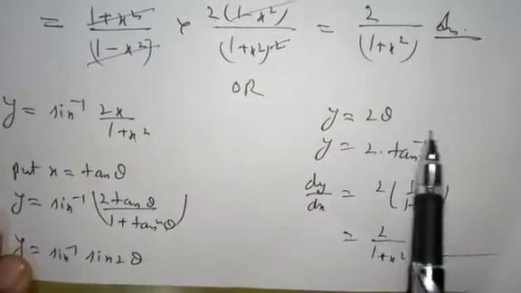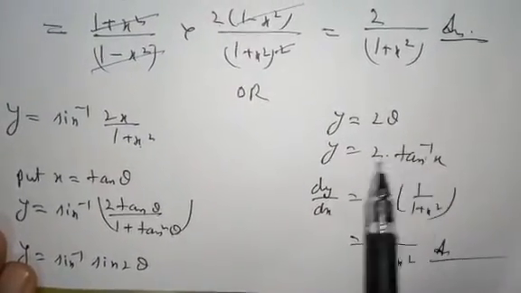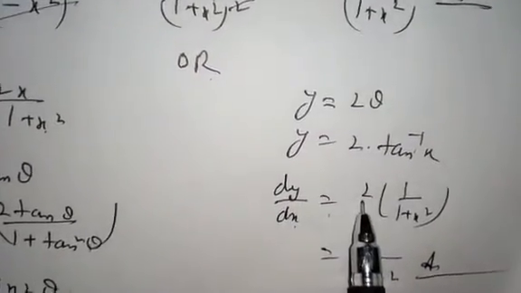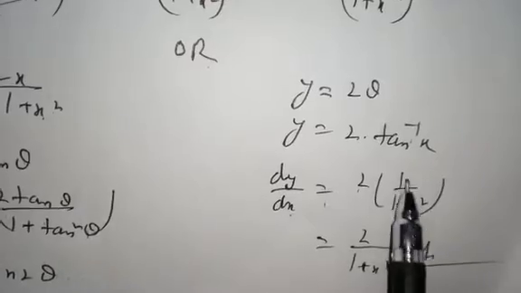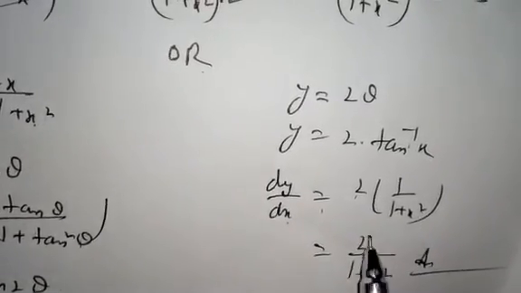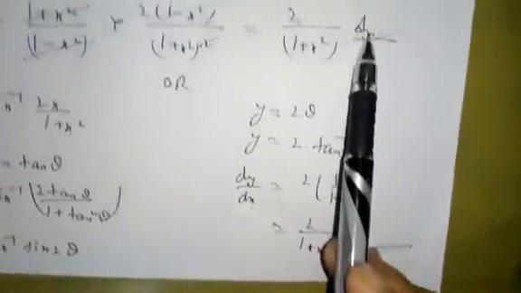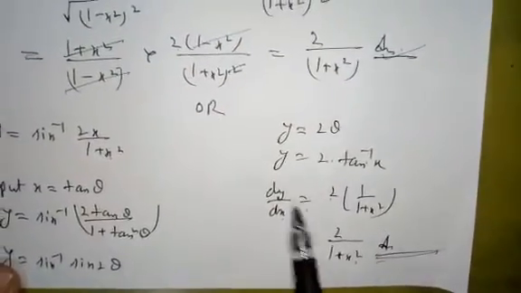So this is the simplified form of our question, and now we take its derivative. Dy over dx equals 2 into the derivative of tan inverse x, which is 1 upon 1 plus x square. So this is 2 upon 1 plus x square. So the answer is the same in both methods. You may use any method which you like, but this method saves your time.